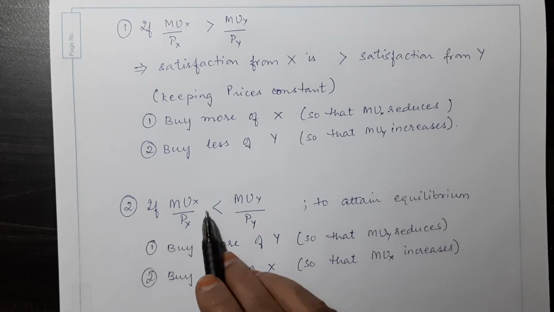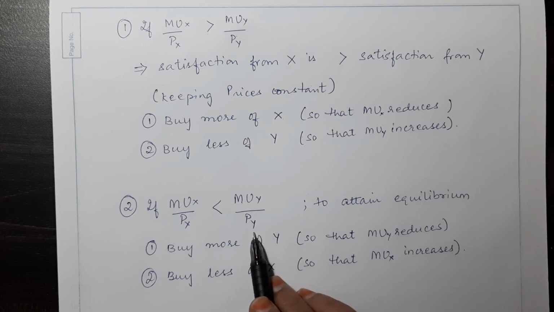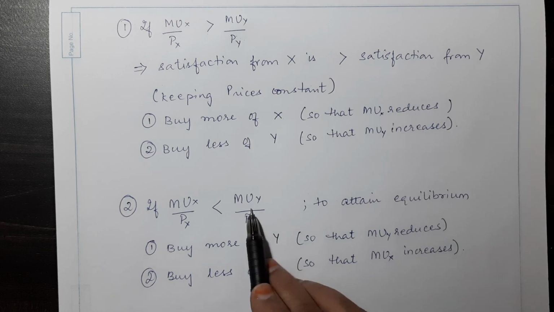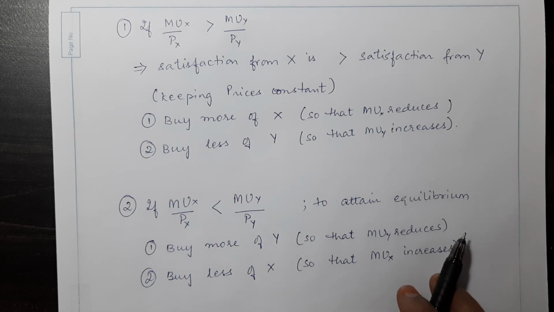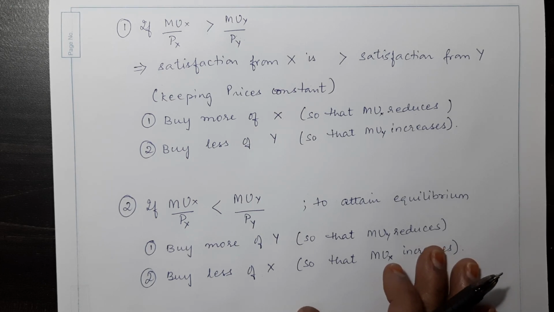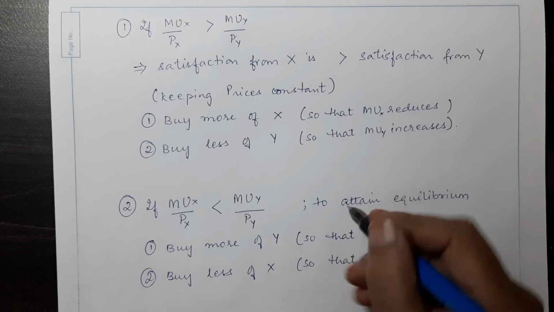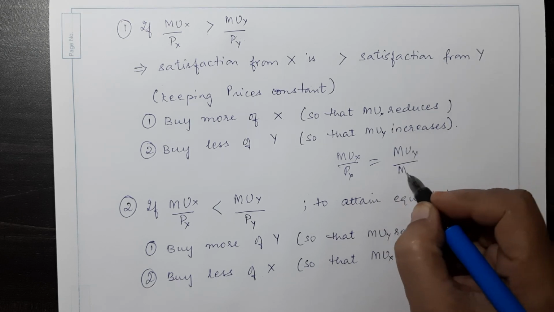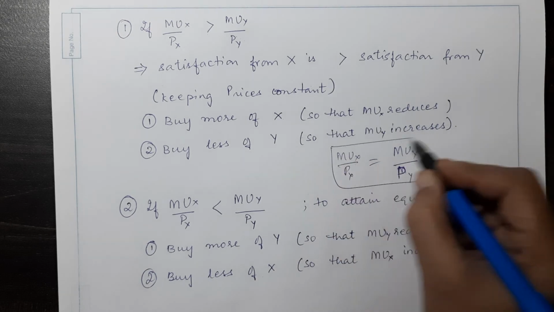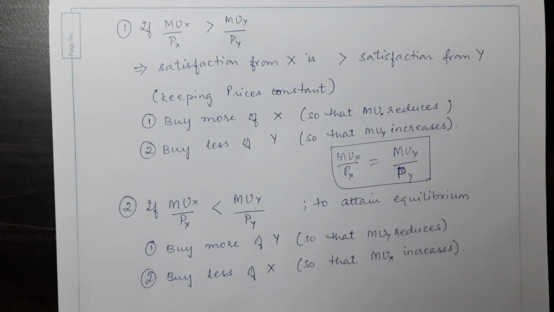The other situation is when MUx by Px is less than MUy by Py. That means his satisfaction from X is now less than the satisfaction derived from Y. So to attain equilibrium, what will he have to do? Since this is greater, he will buy more of Y and less of X. So buy more of Y so that the MUy reduces, or buy less of X so that MUx increases. So how far can we do this? We can do this as long as MUx by Px is equal to MUy by Py, and that is the necessary condition, isn't it? MUx by Px is equal to MUy by Py. Okay, this is the necessary condition. So that is for two commodities, goods X and Y.